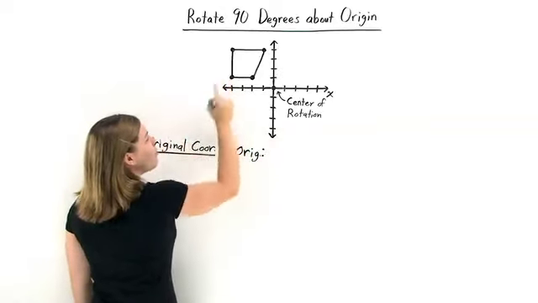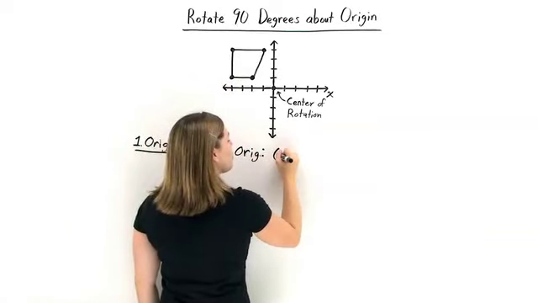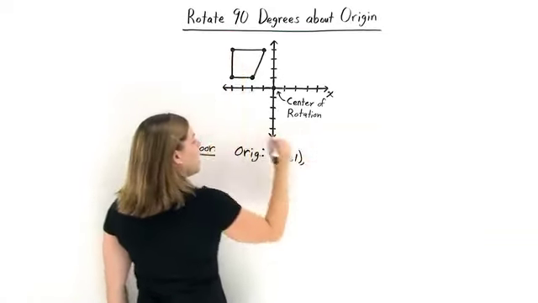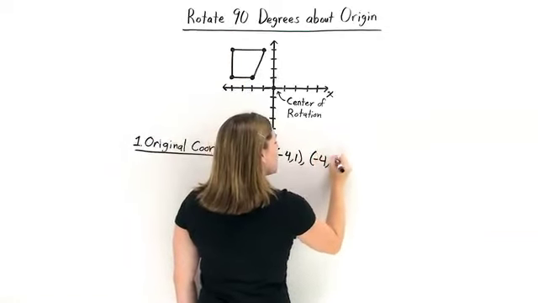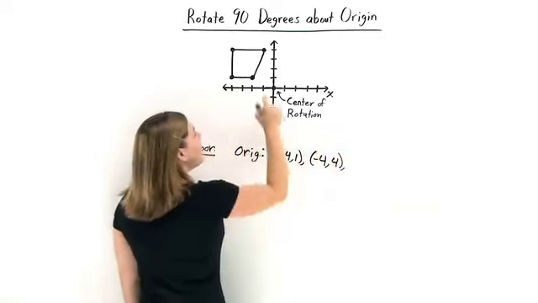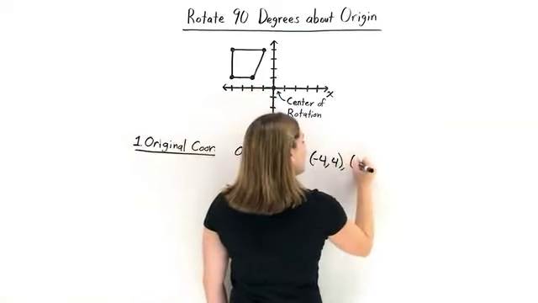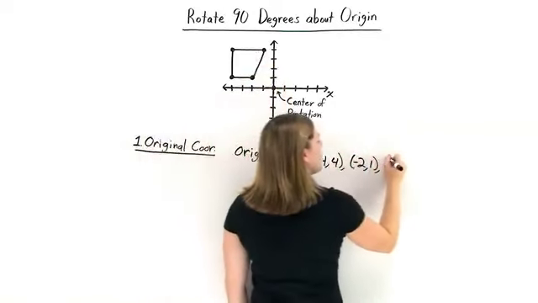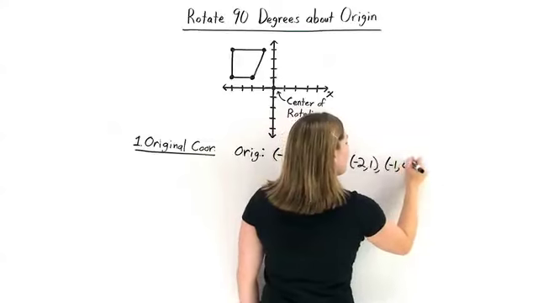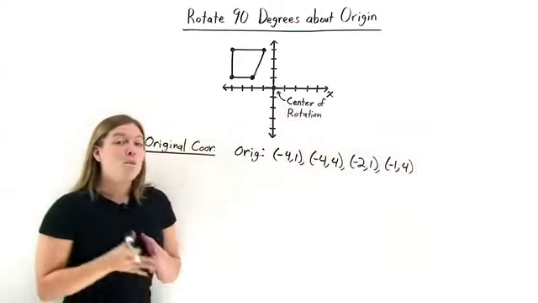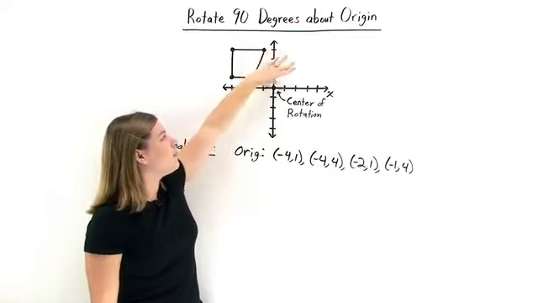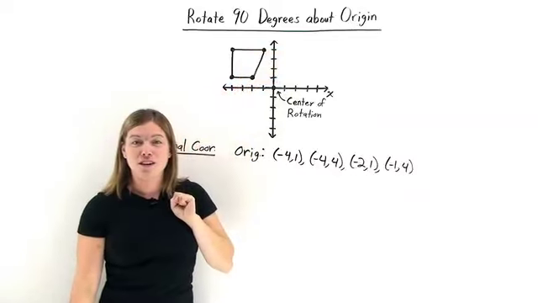Let's pick this coordinate right here, which is the ordered pair (-4, 1). Then we'll pick this point up here, the point (-4, 4). Then this coordinate down here, (-2, 1). And finally this point up here, the point (-1, 4). Now, we want to take these 4 points and rotate them 90 degrees clockwise around the origin.